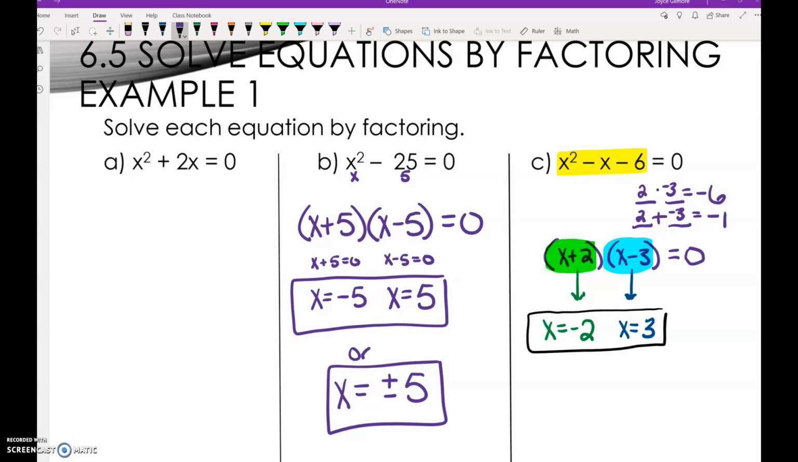Okay, example A. This one's not a trinomial and it's not a difference of two squares, so we have to go to greatest common factor. What do the two things have in common? X. Pull that x out, we'd be left with x plus 2.